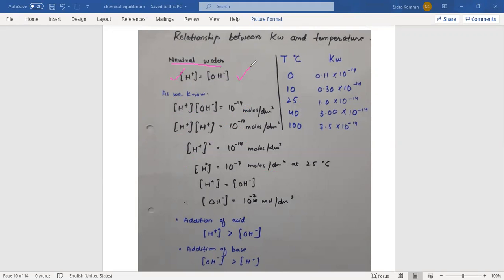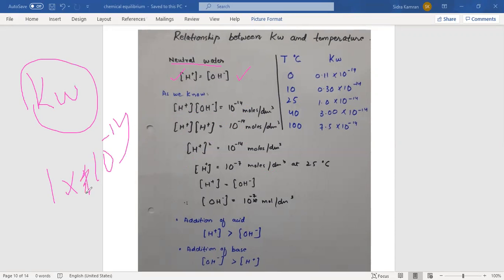If the temperature remains constant, if you take a fixed temperature, then the ionic product, the dissociation constant of water, remains the same. At 25 degrees Celsius, it has a value of 1 × 10^-14. Clear?